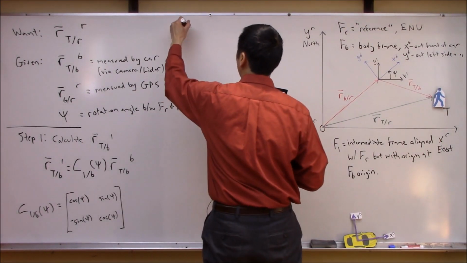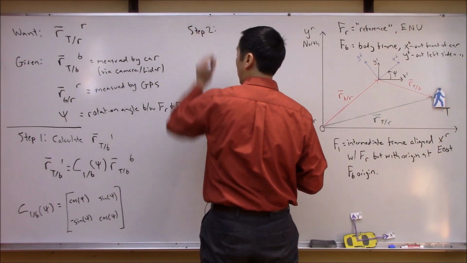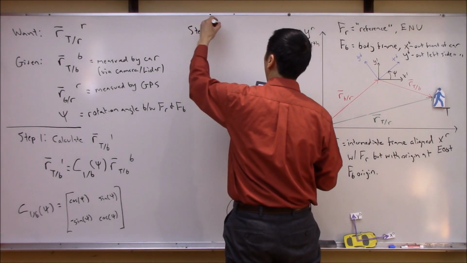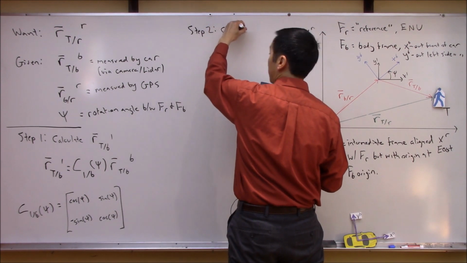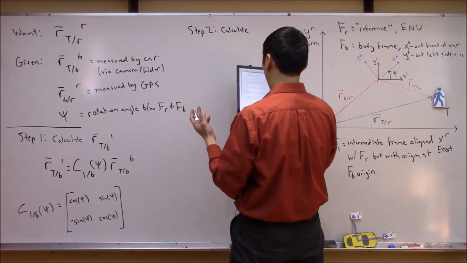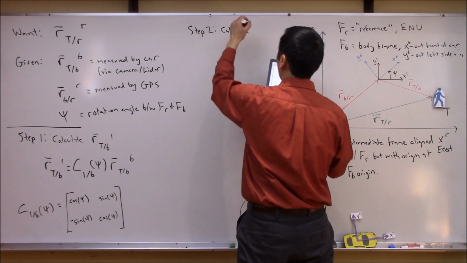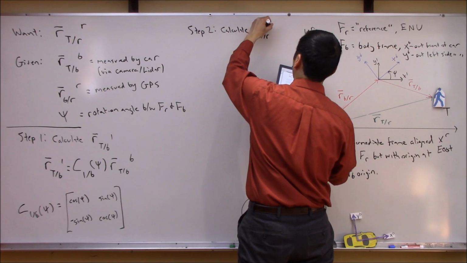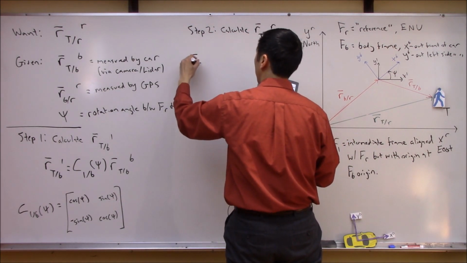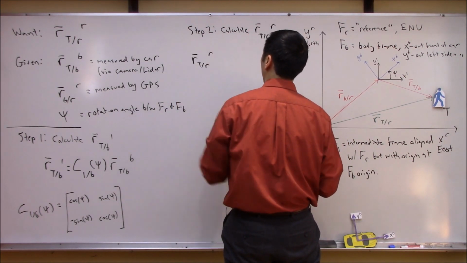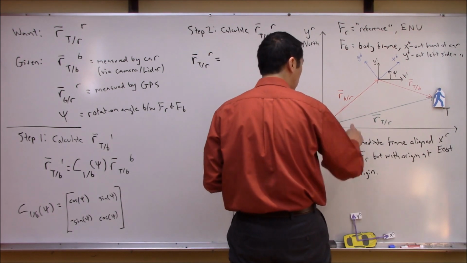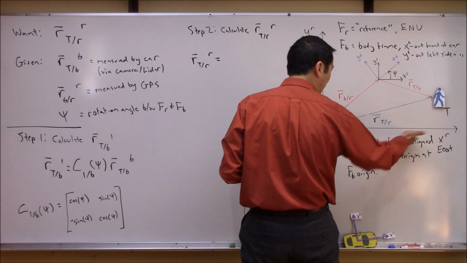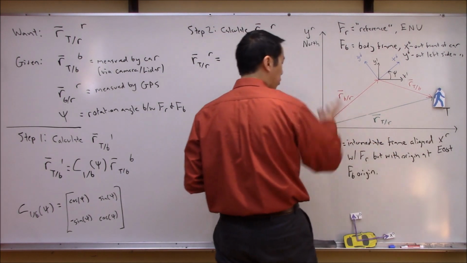All right, how about step 2 then? What we want to do now with step 2 is we can actually go ahead and calculate the vector that we're kind of looking for. We're looking for RT with respect to R expressed in the R frame, right? So let's look at that. So this is RT with respect to R expressed in the R frame, okay? So what is that? I'm looking for this green vector here expressed in your normal X, Y, or east-north coordinates, right?